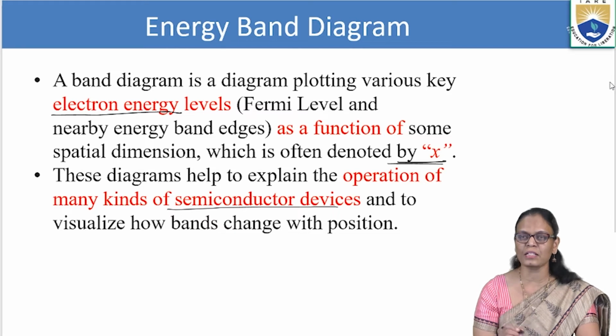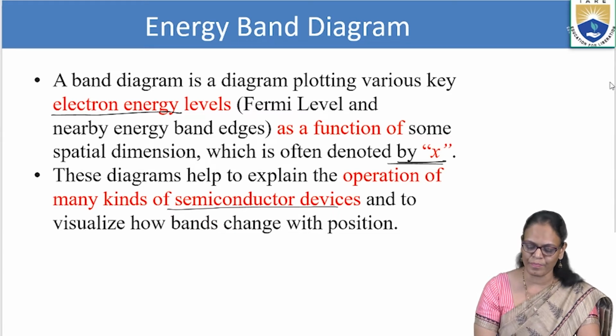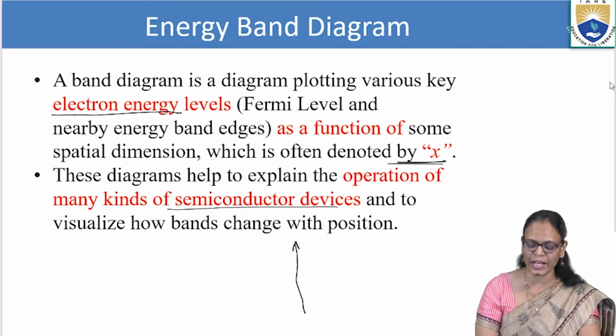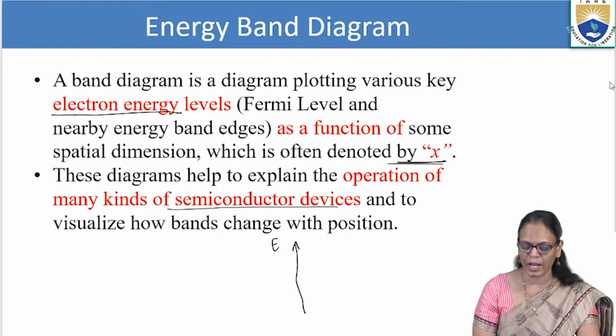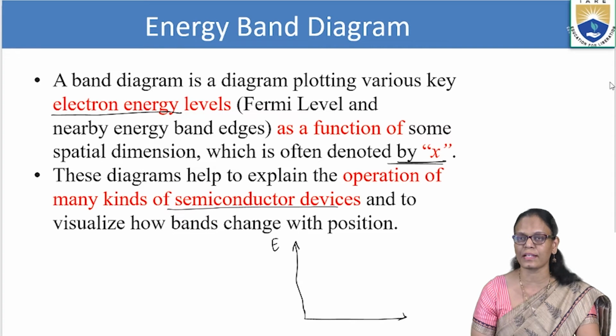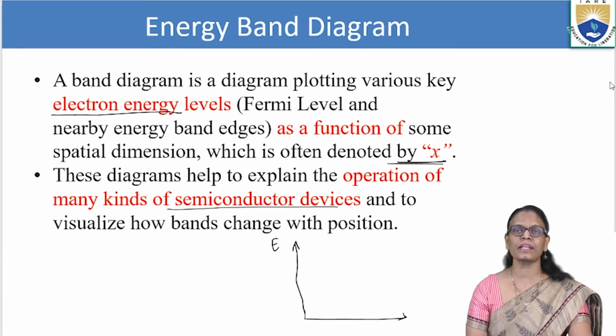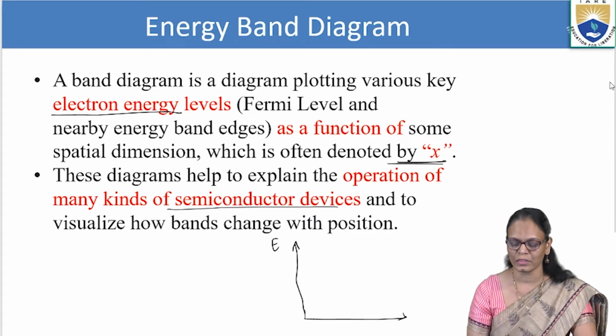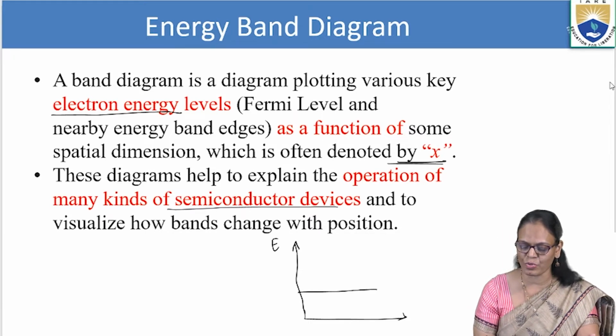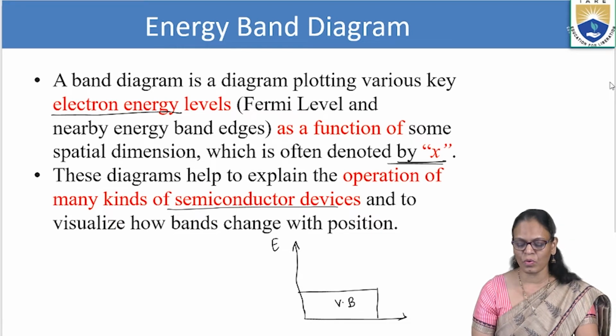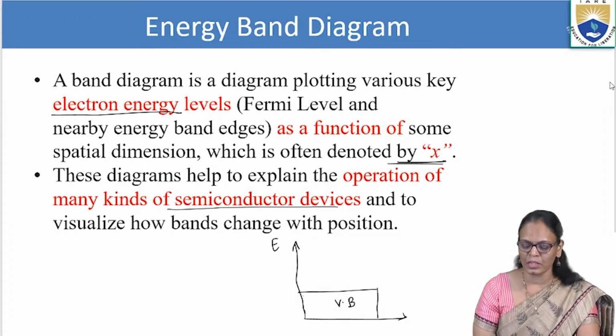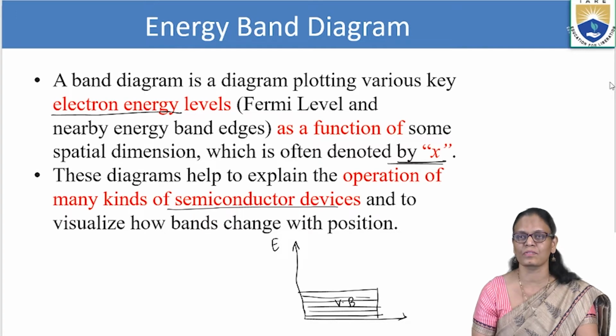So for example, I'll draw a simple energy band diagram. If you are taking energy along the y-axis and the spatial position along the x-axis, I will denote all the energy levels that are occupied by the valence electrons. They are shown by valence band. So, the valence band denotes the energy levels of all the valence electrons. So, we are calling it as valence band.